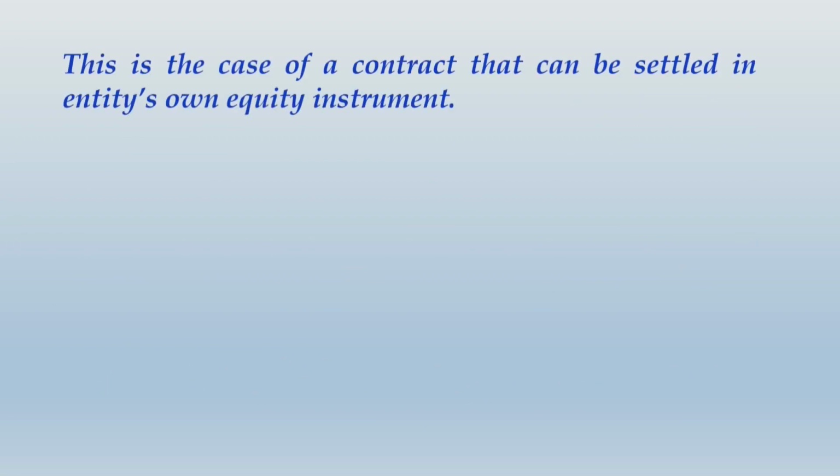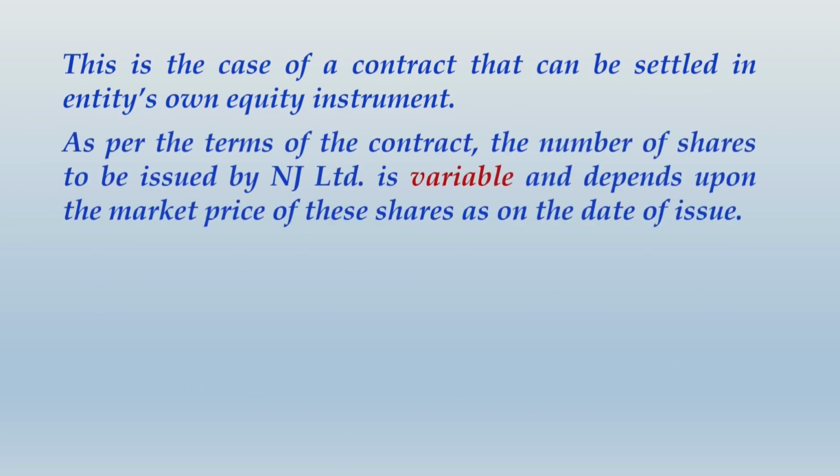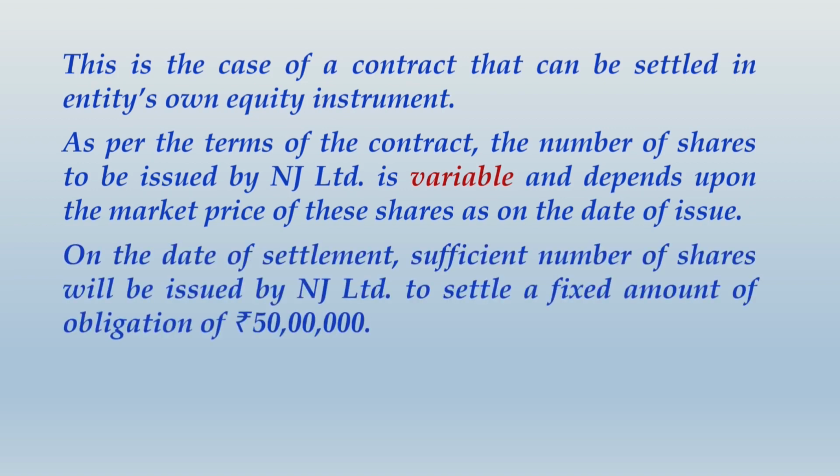In your answer you would first write, this is the case of a contract that can be settled in the entity's own equity instrument. As per the terms of the contract, the number of shares to be issued by NJ Limited is variable and depends upon the market price of these shares as on the date of issue. On the date of settlement, a sufficient number of shares will be issued by NJ Limited to settle a fixed amount of obligation of rupees 50 lakhs. So the obligation to be settled is a fixed amount, but the number of shares to be issued is variable.